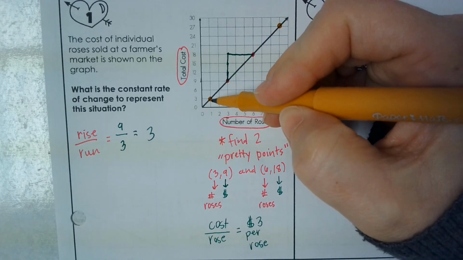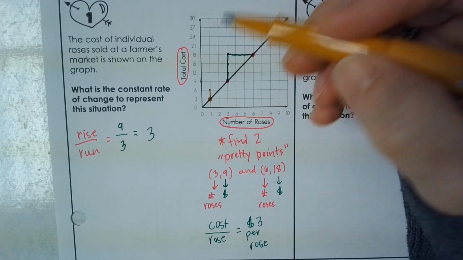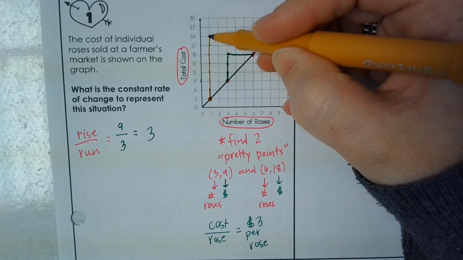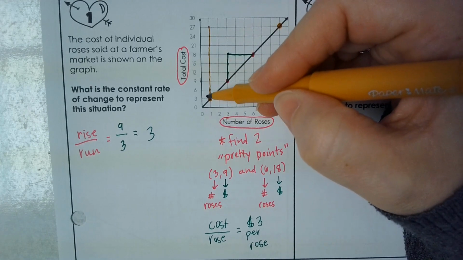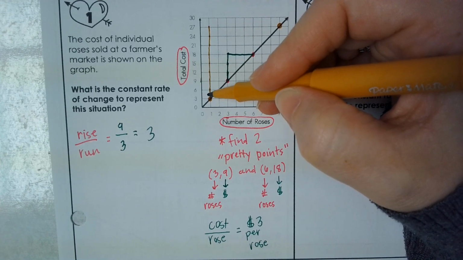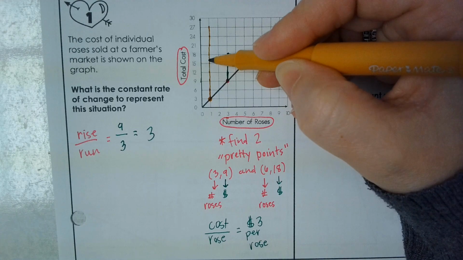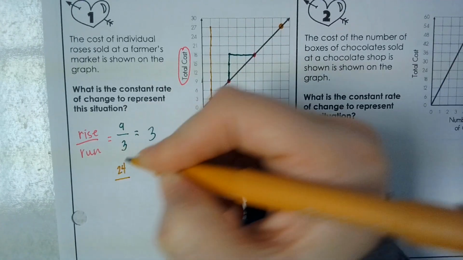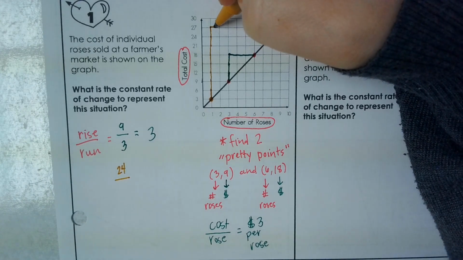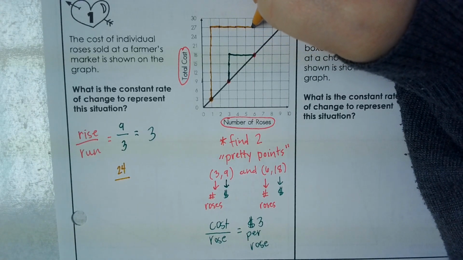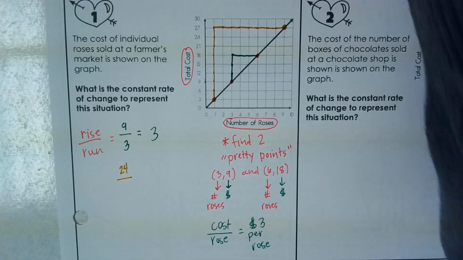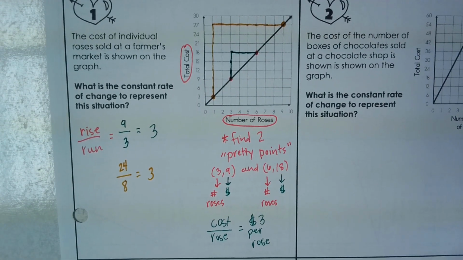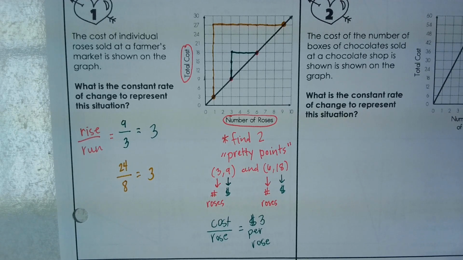You ready? So I'm going to count, 1, 2, 3, 4, 5, 6, 7, 8, and then I'm going to multiply that by 3. So that would be 24, right? 3, 6, 9, 12, 15, 18, 21, 24. So I rose 24. And then I'm running 1, 2, 3, 4, 5, 6, 7, 8. And 24 divided by 8 still simplifies to give you 3. So no matter what pretty points you pick, you're still going to get 3.